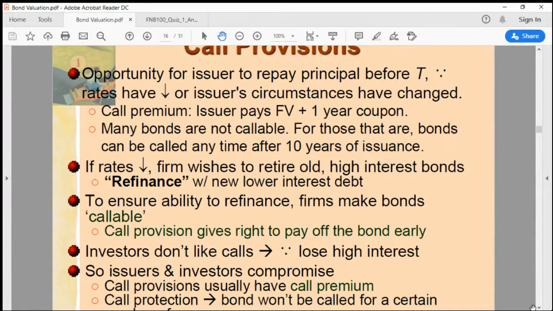Excuse me. So first of all, there is a call protection period, right? If it is, let's say, the first 5 years, or depending on the maturity of the bond, the call protection period can vary. But for example, for the first 5 years, they cannot call. That's the call protection period. So at least your 15% coupon interest is guaranteed for a certain number of years.